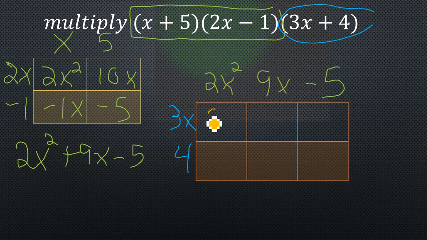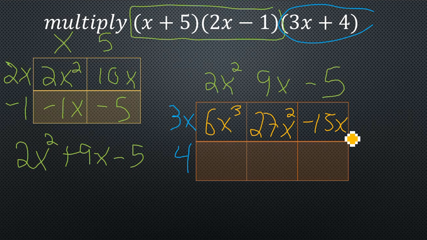So I have to be careful. 2 times 3 is 6, and x times x squared is x to the third, following our properties of exponents. And then I've got 27x squared right there, and then this is going to be negative 15x. And do be careful with your exponents as you go along. This is going to be 8x squared down here, and I'm going to get 36x. I'm going to get negative 20.